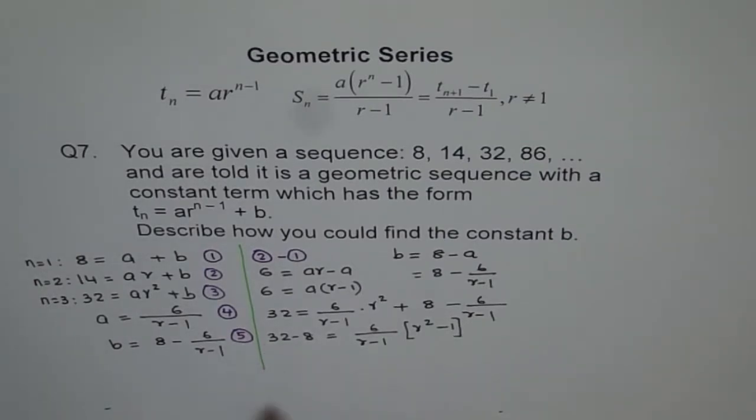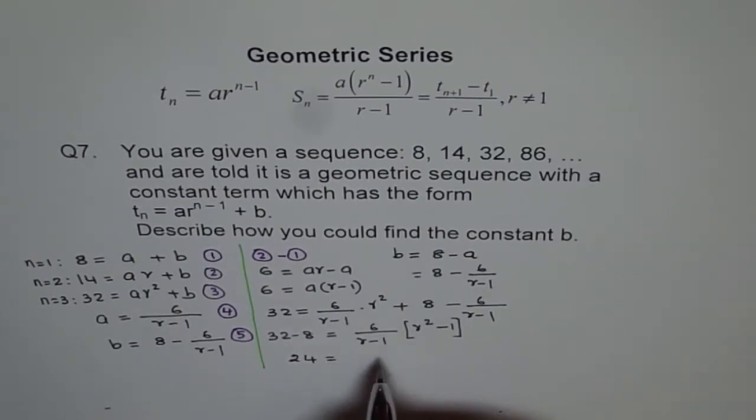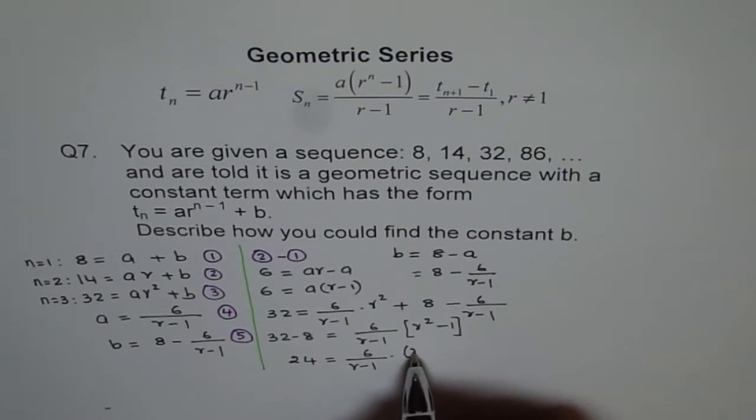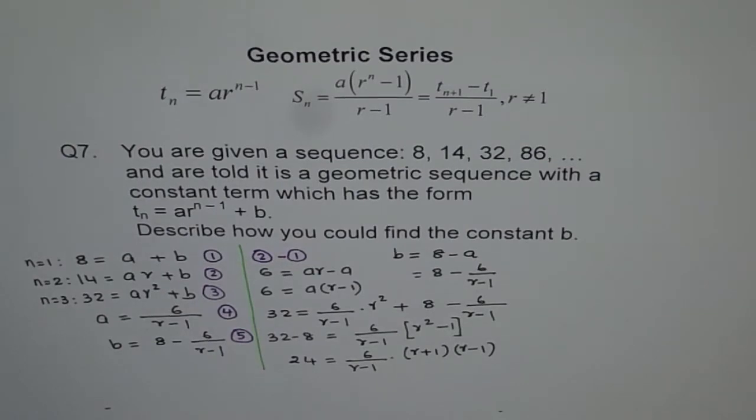And what is 32 minus 8? 32 minus 8 is 24. So we get 24 equals 6 over R minus 1 times R square minus 1, which can be factored. And you can write this as R plus 1 times R minus 1. Correct? It is a difference of squares, so it can be factored. And now I can cancel R minus 1. Do you get it? So if I do that, then I get the equation 24 equals 6 times R plus 1. Correct? From here, I can solve for R.